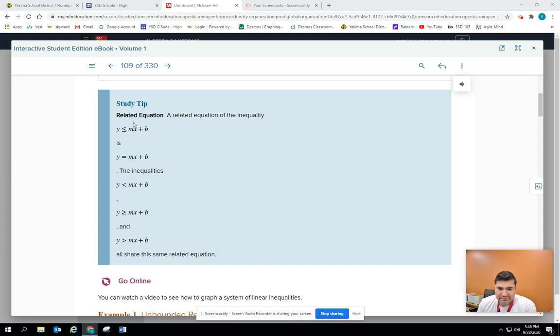Okay, this formula right here should look very familiar to you guys. You guys have been working with this for at least 3 years. We're in Algebra 2, so at least by Algebra 1 and Geometry and now Algebra 2. Basically all these are y equals mx plus b, but they have different symbols. We have the less than or equal to, we have the equal sign, we have the less than, greater than or equal to, and greater than.